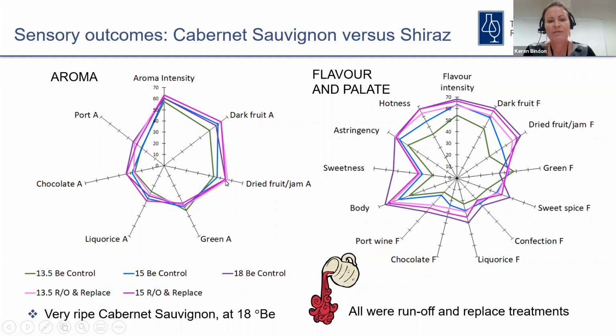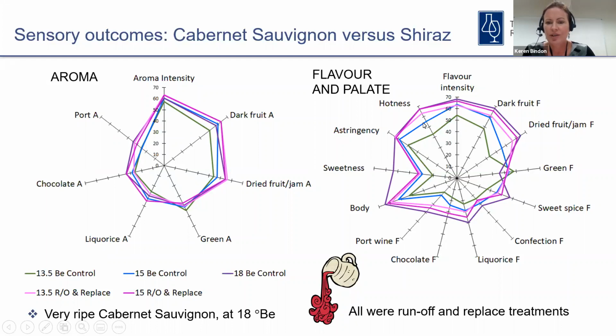Now, when it comes to the water addition treatments, one can see here on the outer side that there was really very little change observed when water addition was made. These were all just runoff and replace treatments. And so clearly there were gains in weighting. However, one needs to also highlight that this dried fruit or jam attribute, which came across both in aroma and flavour, was much more significantly increasing in the flavour attribute here, whether that really is desirable for consumers.